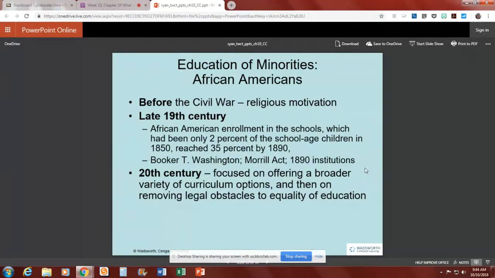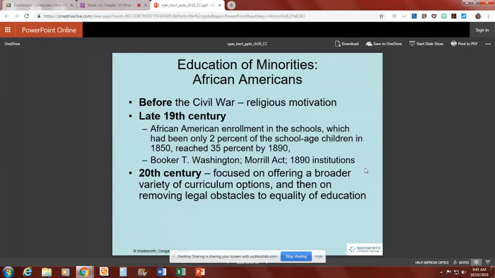More about the history of the struggle for education. We cannot talk about this without looking at the education of minorities, with African Americans before the Civil War. That motivation was for religious reasons: let's teach people how to read the Bible. And then in the late 19th century, the African American enrollment in the schools, which had been only 2% of the school-age children in 1850, did reach 35% by 1890. And then we look at Booker T. Washington and also the Morrill Act and the 1890 institutions.